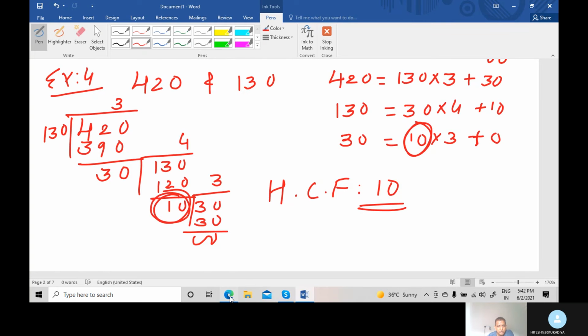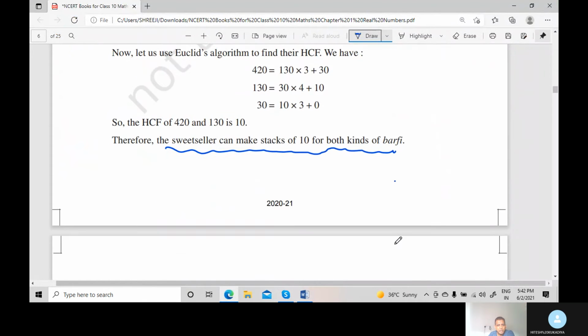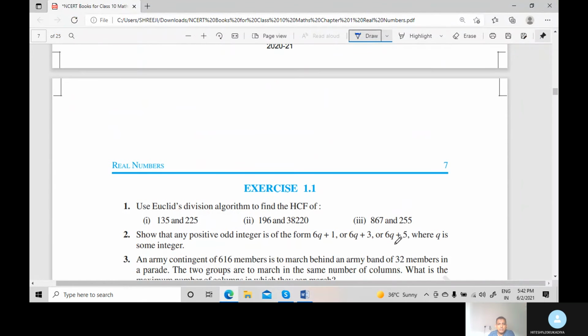Is that clear? Look at the answer here. Yes, the sweat seller can make stacks of 10 for both kinds of burpees. Okay, done. Now we start Exercise 1.1, first question.